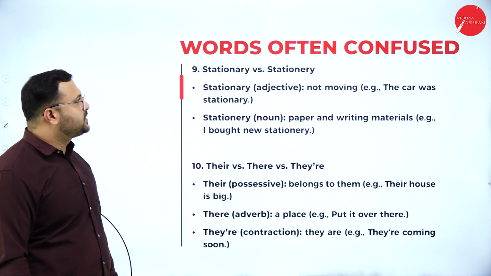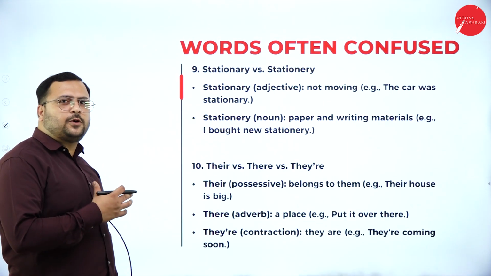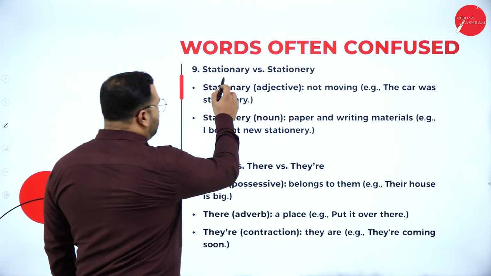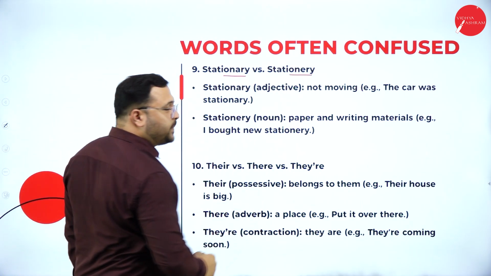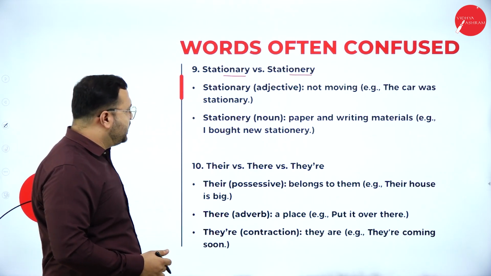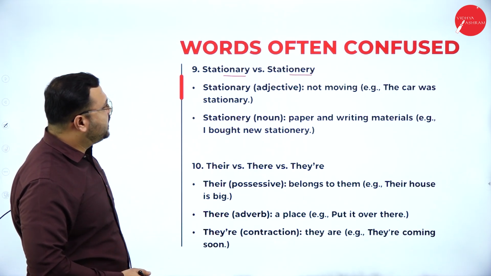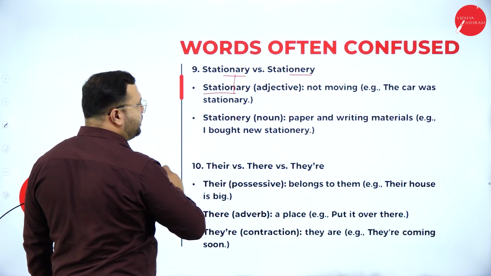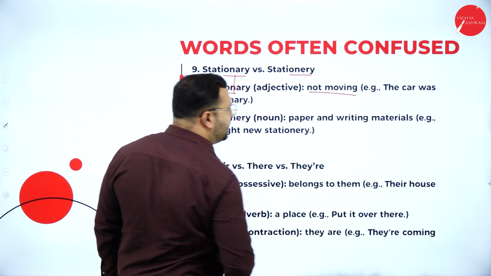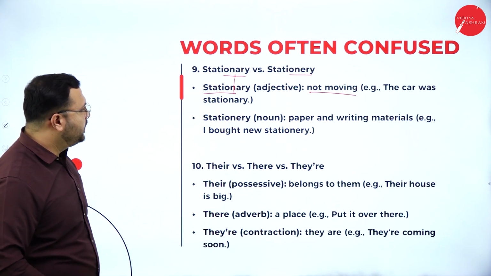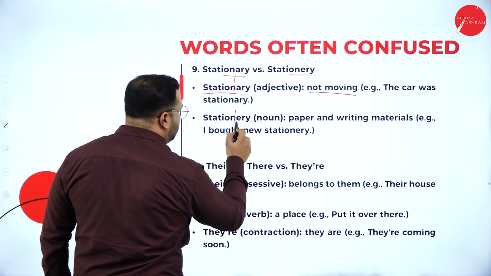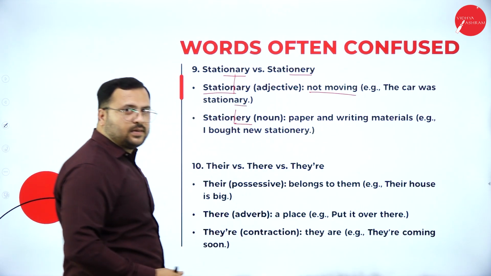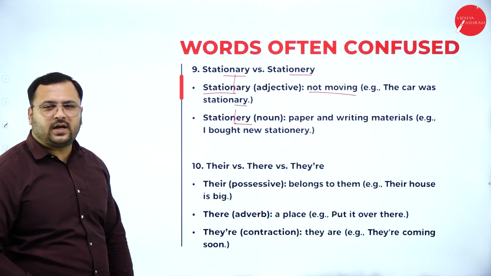Next, stationary versus stationery. This word is also so much confusing that when you write something, you go with the wrong spellings, but when you mean something different. Stationary, adjective, not moving. S-T-A-T-I-O-N-A-R-Y. That means something which is not moving. The car was stationary. Then again, stationery, E-R-Y. It is E-R-Y. Paper and writing materials, something which you buy for the schools and colleges.